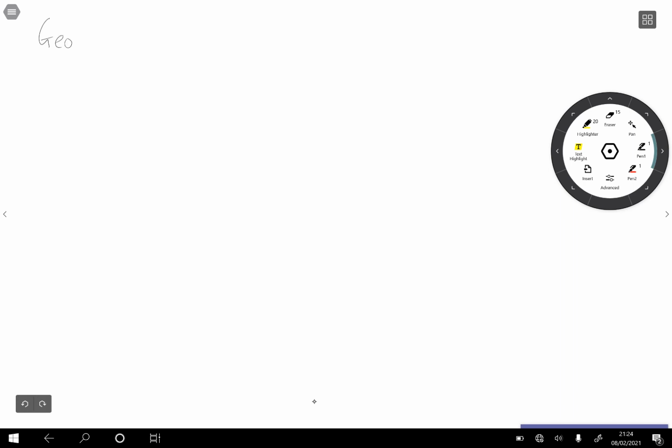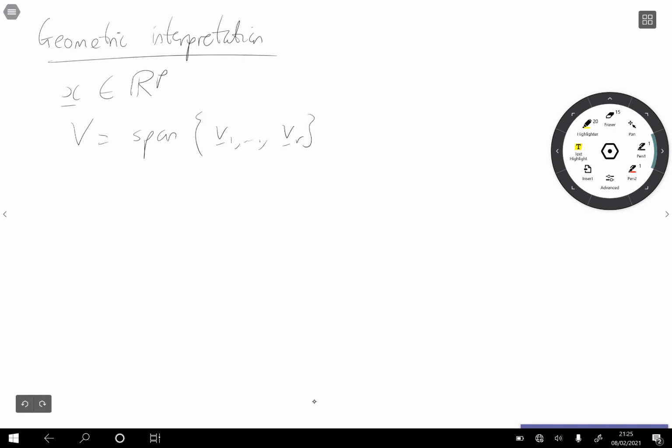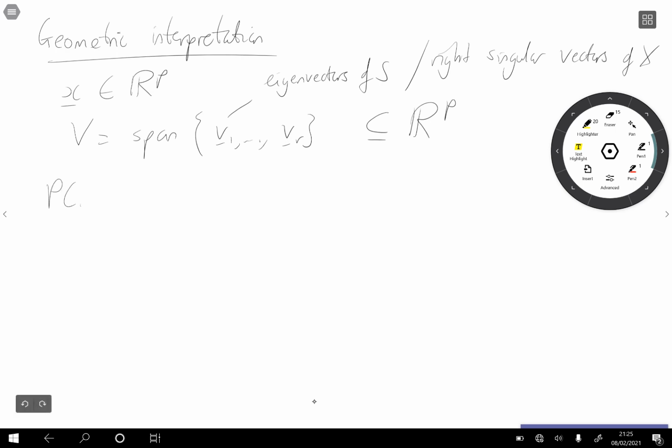So just a quick word on the geometric interpretation. Let's suppose our points lie in R^p. We can think of the subspace V being the span of some of the eigenvectors, so v1 up to vr. This is a subspace of R^p, where the vi here are the eigenvectors of S, or if you like, the right singular vectors of X. So PCA aims to project X onto V. It's going to project all our data onto this subspace V.